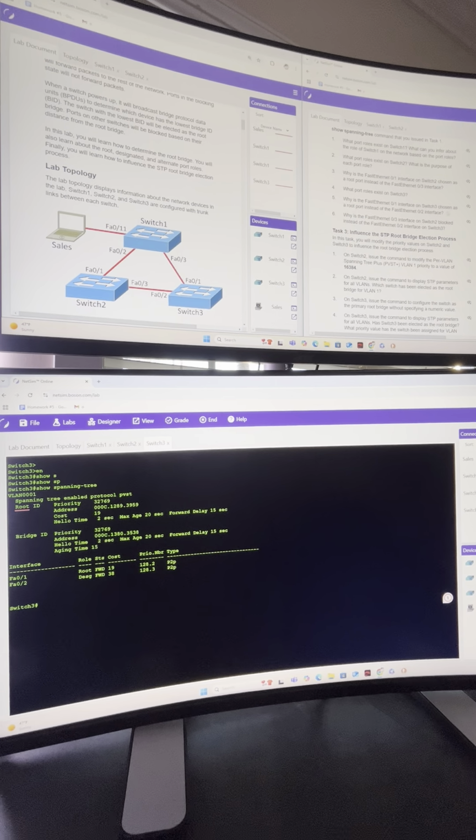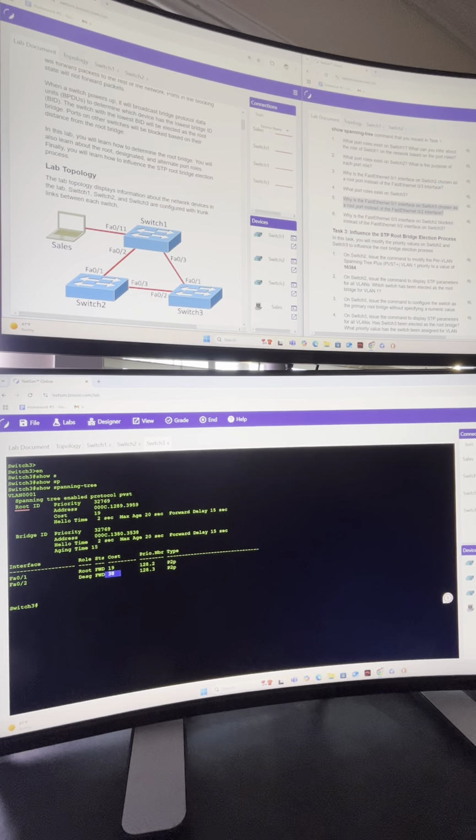All right. So number 5, it says, why is the Fast Ethernet 0/1 interface on switch 3 chosen as a root port instead of the Fast Ethernet 0/2 interface? And that's exactly what I just explained earlier. The Fast Ethernet 0/1 port has a cost of 19, and that's straight up to the root bridge. So that's only one link it has to traverse to get to the root bridge. And the Fast Ethernet 0/2 port has a cost of 38, and that's because it has to go through the 0/2 port to switch 2, and then up the Fast Ethernet 0/1 port to get to the root bridge.